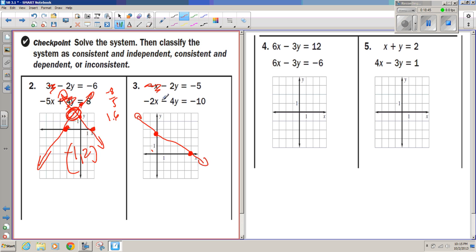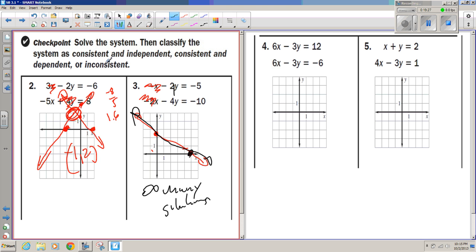Now, let's find the x-intercept. Negative 2x equals negative 10, that means the x-intercept is positive 5. Move this part over. Negative 4y equals negative 10. It's 2.5. Therefore, your equation has infinitely many solutions.